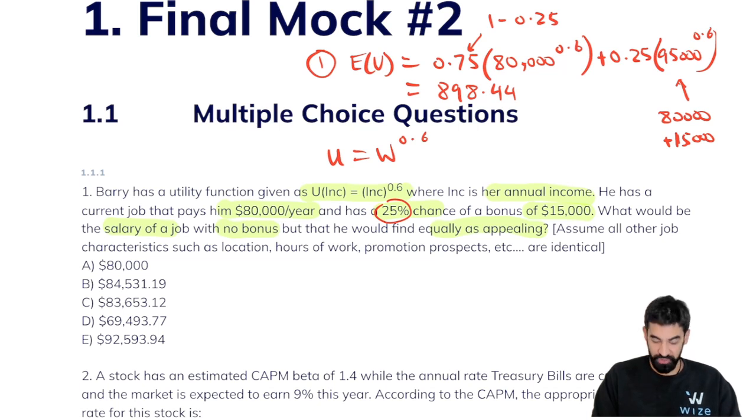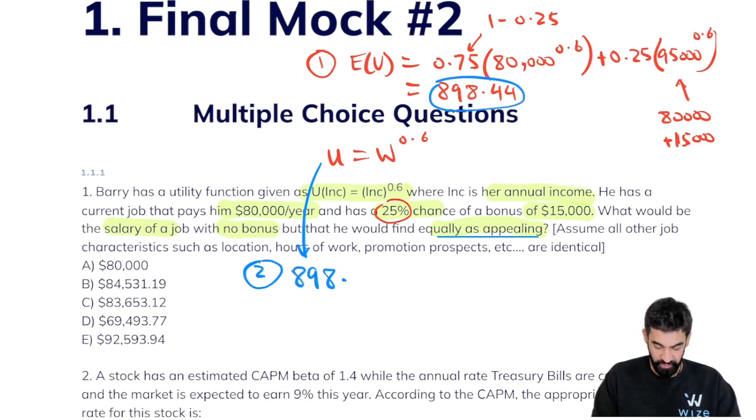Now, what job would give him the same level of satisfaction, or that he would find equally appealing? If it doesn't have a bonus, that means 100% he's getting a certain wealth. So in step 2, I can go back here into this equation and plug in the u now as 898. Whatever was his happiness from the job with the bonus, let's say that's the same as his happiness with the second job. But in the second job, there's no bonus, so it's 100% that he makes W, or he makes, you could put an INC for income here as well, same thing. W is just easier to write.